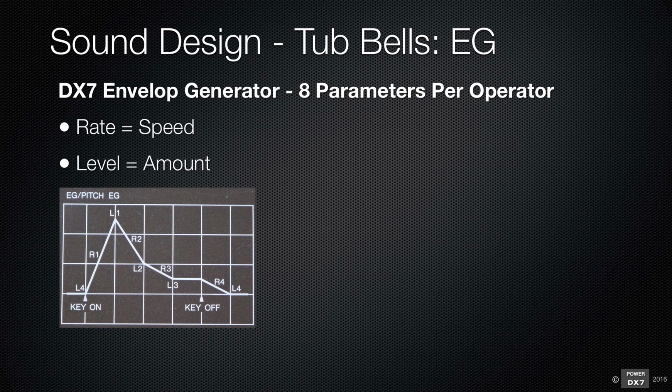Now, we will look into Envelop Generator. It's good that it's printed on the DX7 front panel, so we can always look at it. You will notice that there are 8 parameters, and these parameters are divided into rate, the speed of an envelope, and the level, the amount of an envelope.